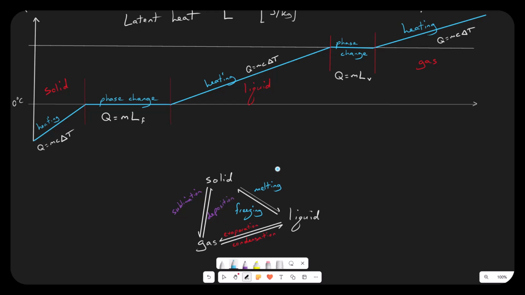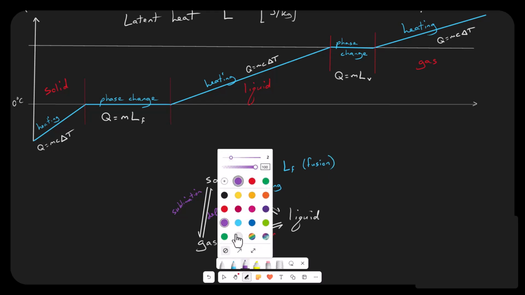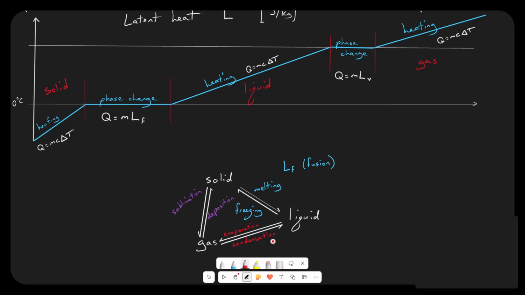Over here, the particular latent heat version that I want is a latent heat of fusion. For this one where I'm evaporating, I'm going to have a latent heat of vaporization.